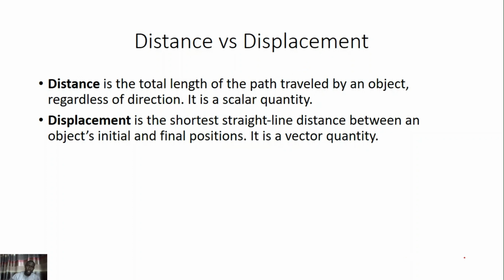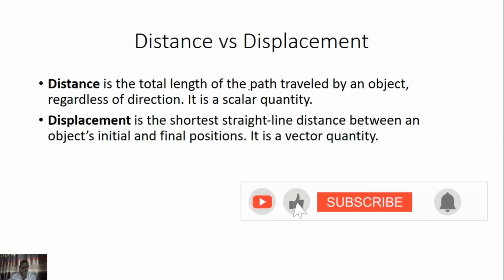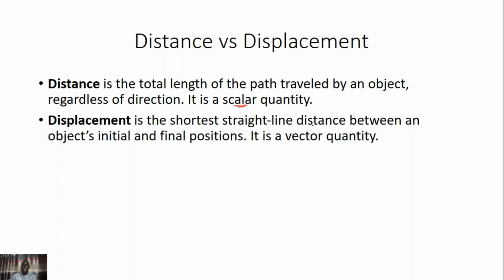Another thing that is specifically mentioned in the JAMB UTME syllabus is distance and displacement. You need to know the difference between the two. Distance is the total length of the path traveled by an object, regardless of the direction, and it is a scalar quantity, while displacement is the shortest straight line distance between an object's initial and final position. It is a vector quantity.